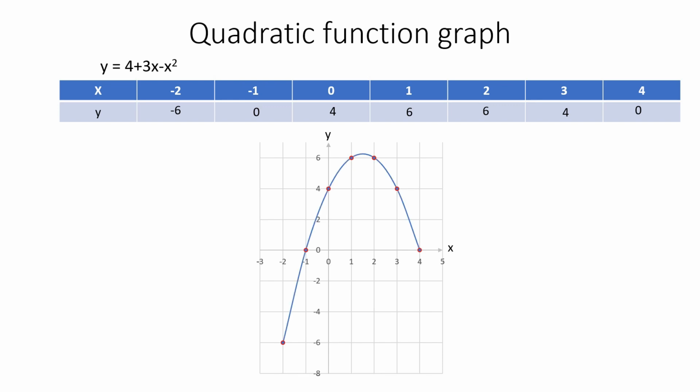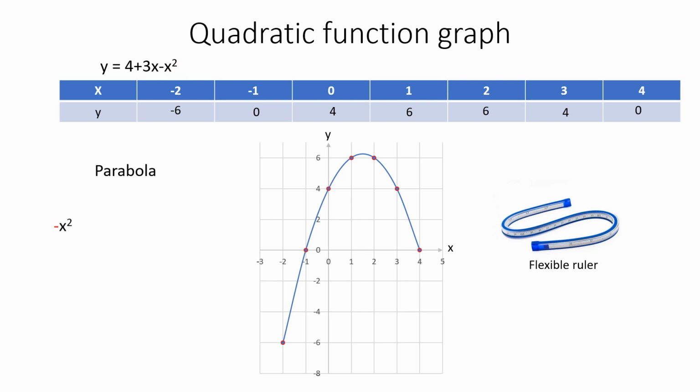Which is better? It depends on your preference, and you should try both methods to see which is more suitable for you. This is the flexible ruler that I mentioned. For a quadratic function graph, the highest power of x is 2, and this shape is called a parabola. If there is a negative sign in front of x squared, the shape is n. For a positive sign in front of x squared, the shape is u.